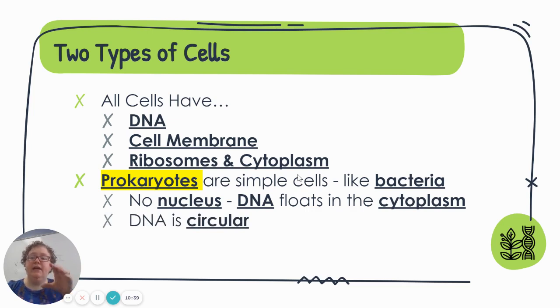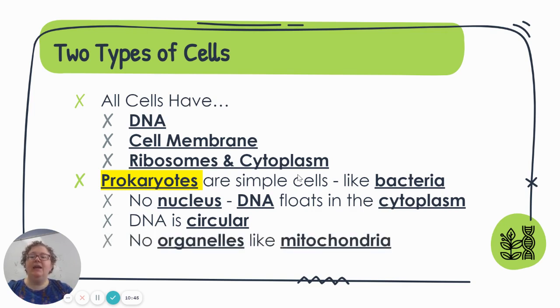Their DNA is going to be in a big circle. It's circular. It's one big loop of DNA. And prokaryotes do not have any organelles. So they don't have things like mitochondria. They don't have chloroplasts. They don't have ER or any of those other organelles that we're going to talk about. Okay. The way I remember prokaryotes is think of pro, like no. Prokaryotes, no nucleus, no organelles. Pro, no.